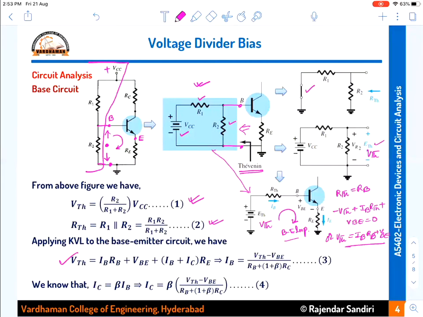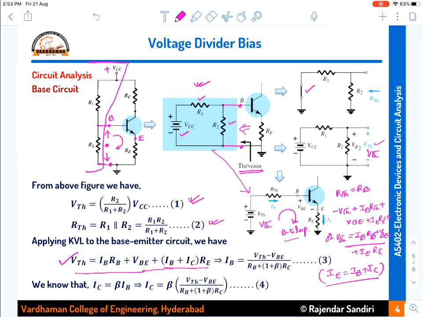The same thing is written here. The emitter resistor is also there, so you have to add the voltage across that resistance as plus IE RE, equal to 0. So this is VBE plus IE RE. You already know IE is equal to IB plus IC. Substituting, you get IE RE as IB plus IC into RE. This is the KVL equation for the base-emitter loop.